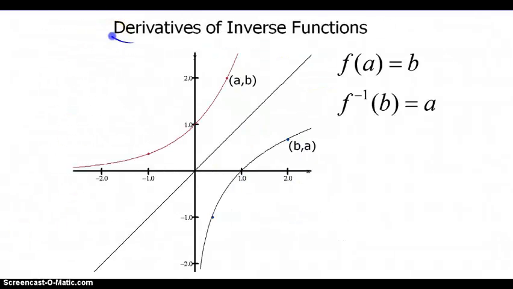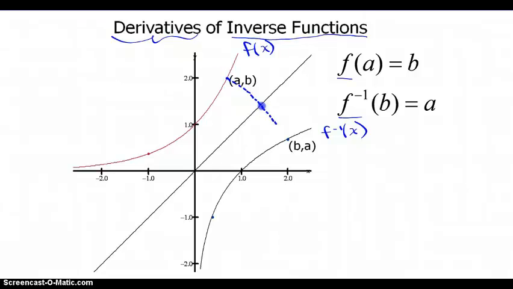Now let's begin our discussion about the derivatives of a set of inverse functions. If we have f and we have f inverse, we're going to call this function f of x. We're going to call this function f inverse of x. If the function f contains the point (a, b), we are guaranteed that, reflected over the line y equals x in the plane, its inverse function must contain the point (b, a).